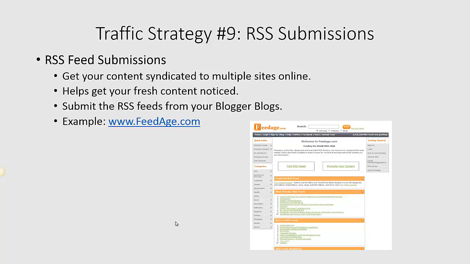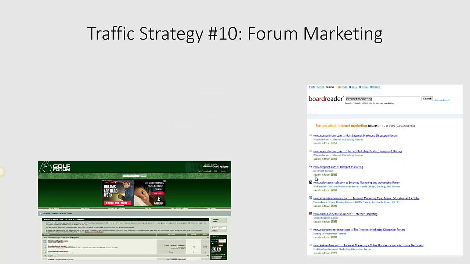So you can just go out to feedage.com. That's a good one to get started at, and that's a great example here. You would just choose promote your content, and it is going to take you through a simple process of taking the link from your blogger blog RSS feed and copying and pasting it directly in there. So RSS feed submissions, a great way to get your content syndicated.